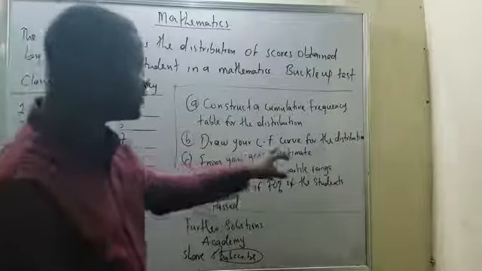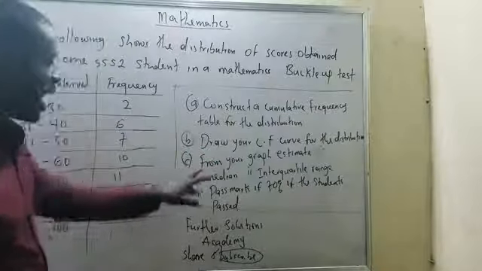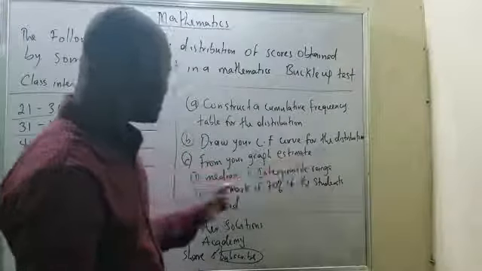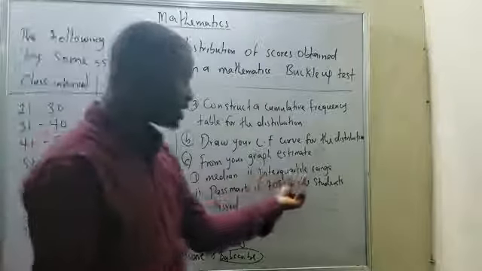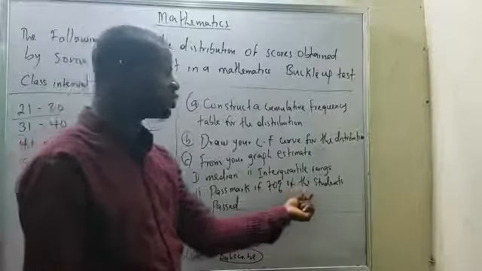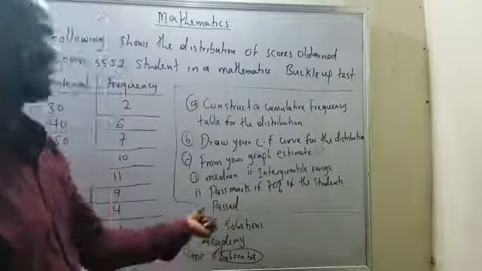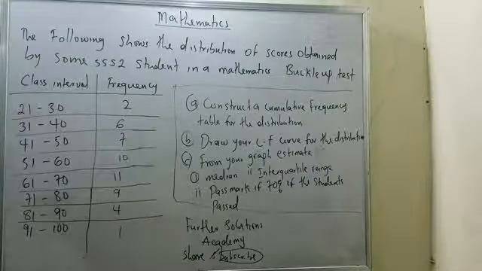Draw your cumulative frequency curve for the distribution, that is this, and from your graph, estimate: number 1, the median; number 2, the interquartile range; and the pass mark if 70% of the students passed. If 70% of the students passed. Now, that is what I have for you.